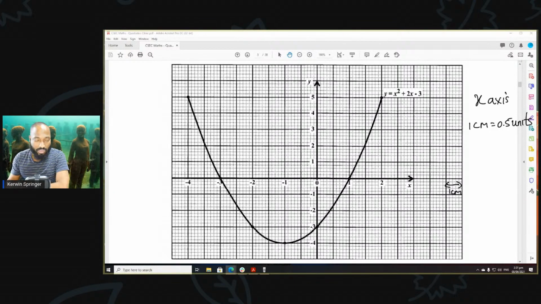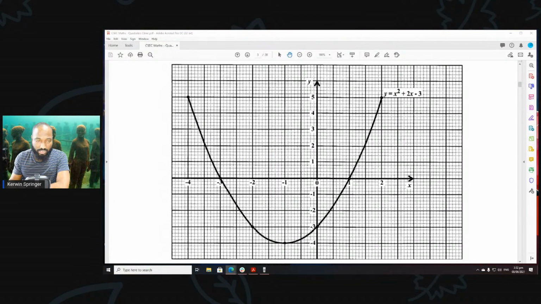All right. And 1 centimeter is equal to that, or 2 centimeters is equal to 1 unit. That's cool as well, but I will write it the other way. When we're doing scale, we want to write 1 is equal to that. So you say 1 centimeter is equal to that.